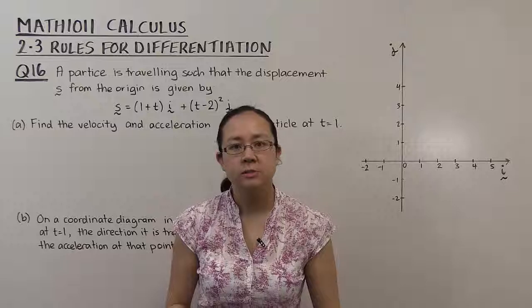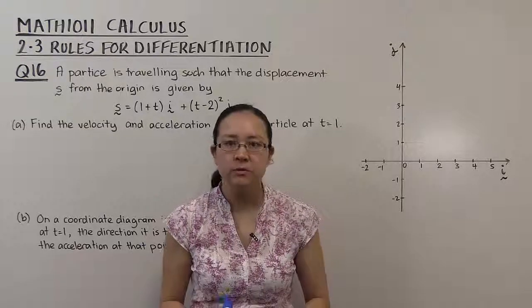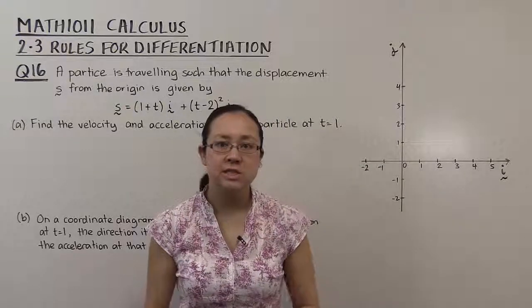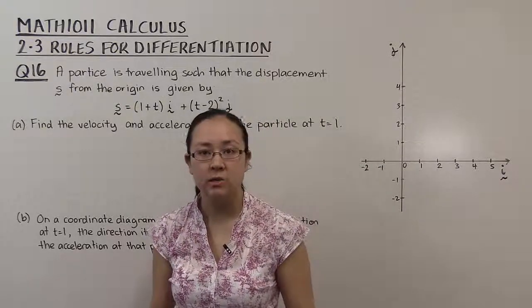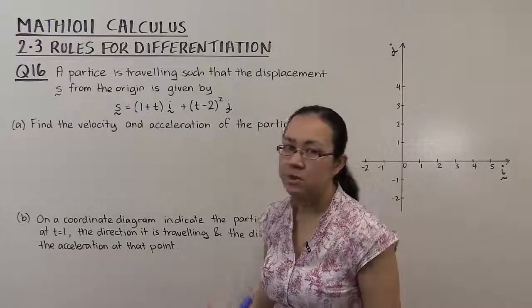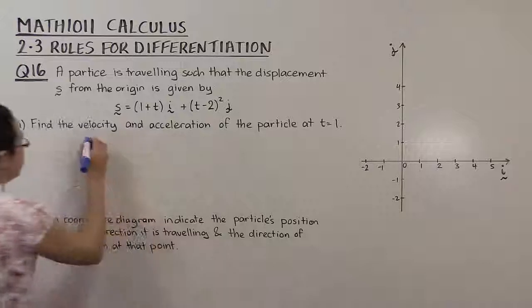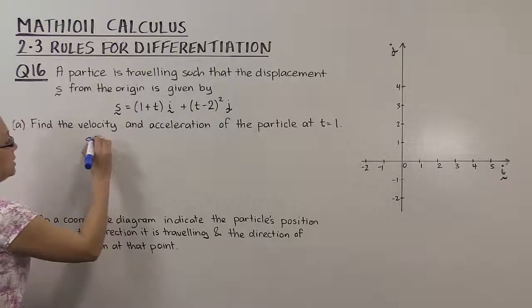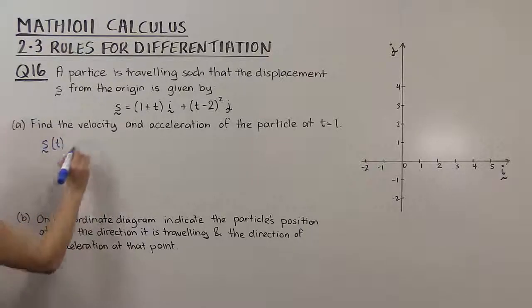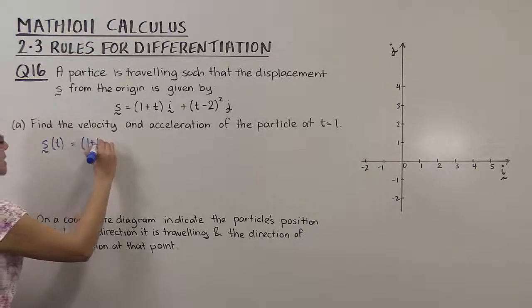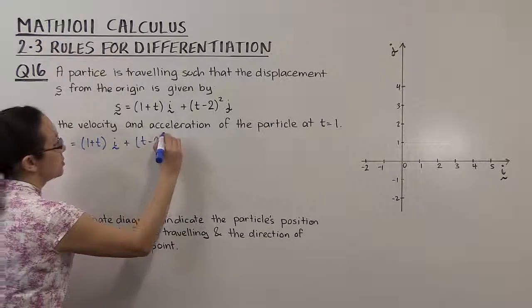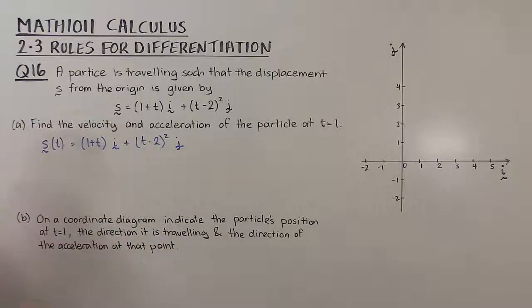Today I'm working through some of the MATH1011 calculus problems from the section on differentiation 2.3. This is question 16, which is about the motion of a particle in 2 dimensions. We're given the displacement vector, and I just want to rewrite it here so they're all in a row. The displacement vector according to time is (1 + t) in the i direction and (t − 2)² in the j direction.